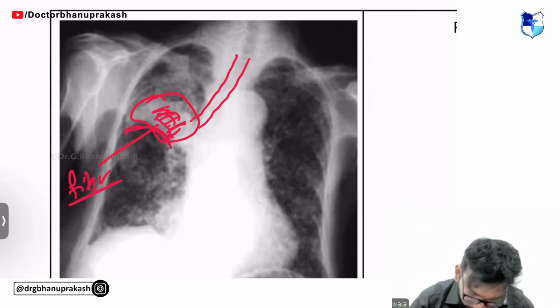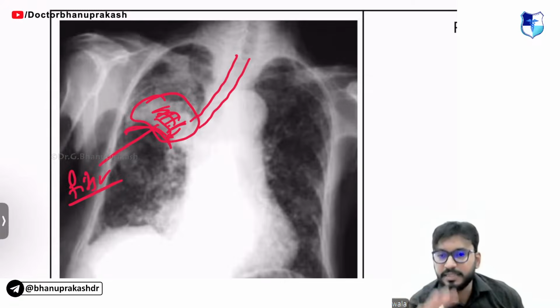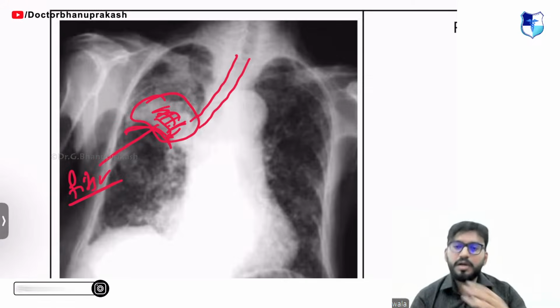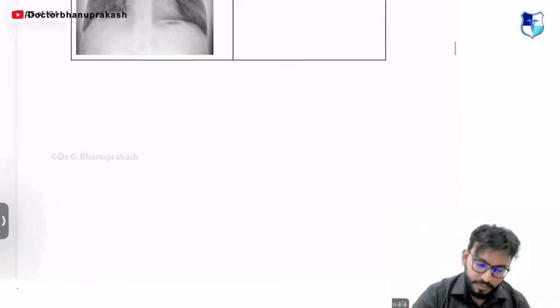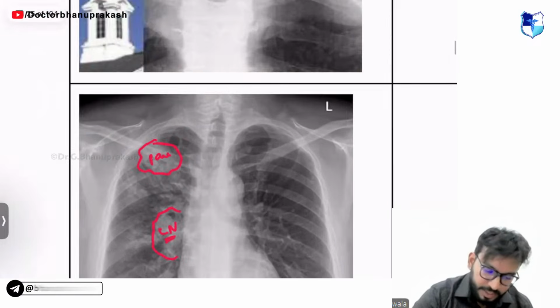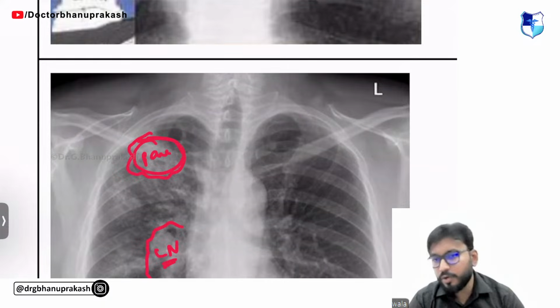Yes, cavities are seen in TB. So the lung parenchymal lesion that you saw here will eventually turn into a cavity.